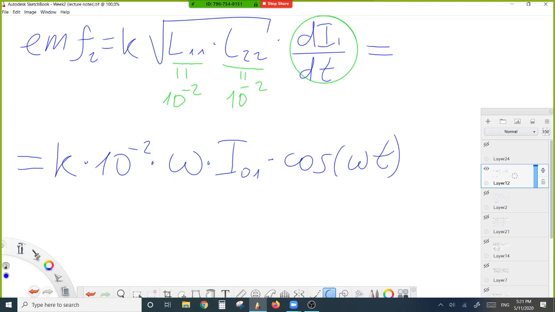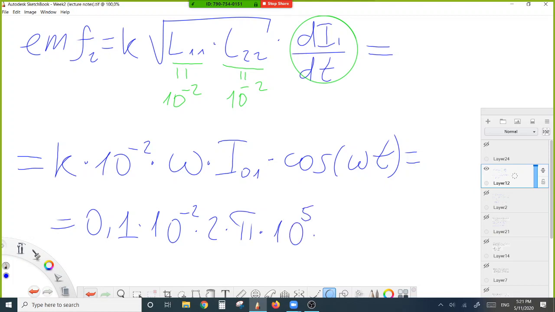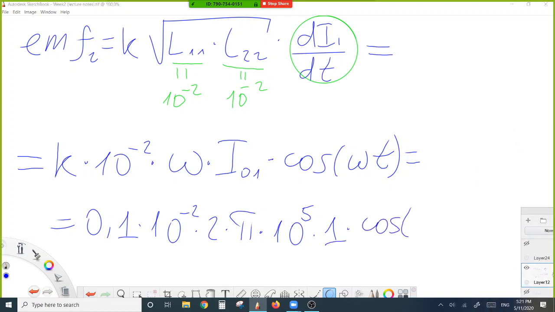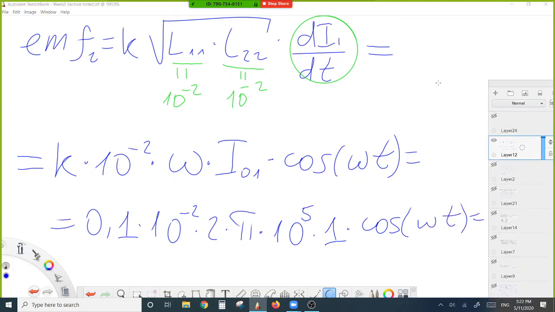cosine omega t, and this is equal to, K is 0.1, the coupling coefficient. Okay, here 10 to the minus 2 multiplied. Omega is 2 pi f, which is 2 pi, f is 10 to the 5, multiplied. I01 is 1 multiplied by cosine omega t.